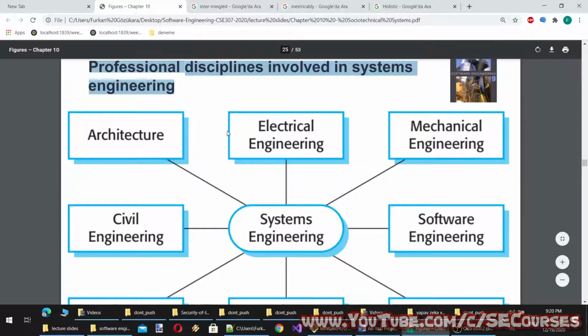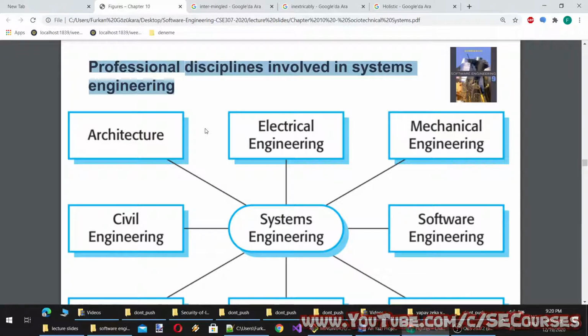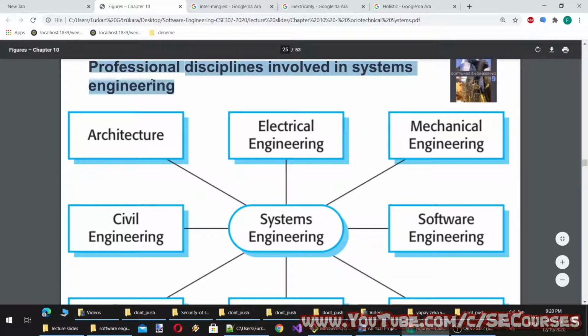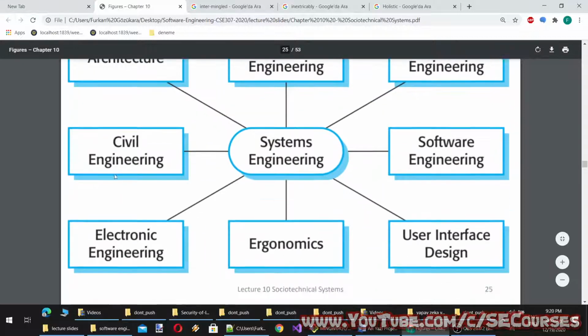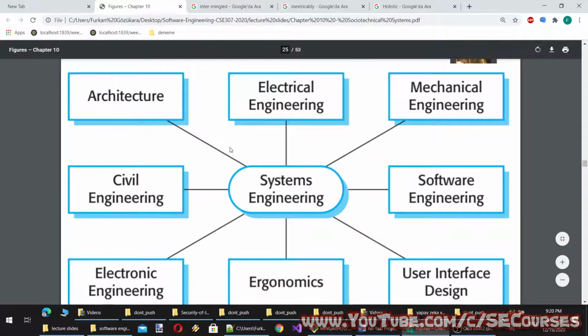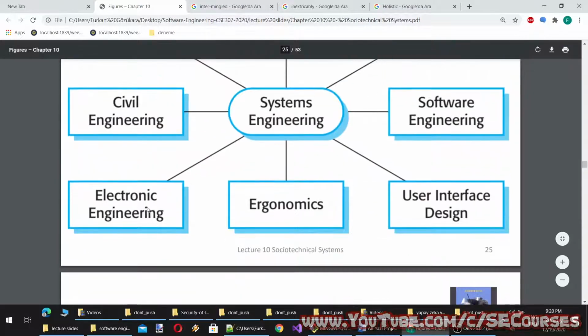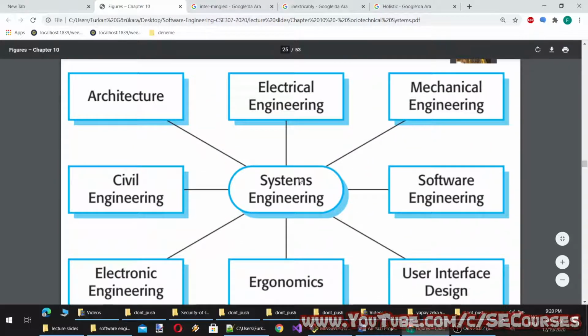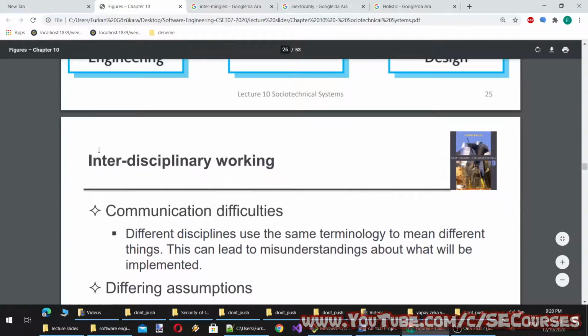Professional disciplines involved in systems engineering. Systems engineering is a higher level of software engineering, and these disciplines are involved: architecture, electrical engineering, mechanical engineering, civil engineering, electronic engineering, ergonomics, user interface design, and software engineering. When all of them get together, systems engineering appears, or let's say gets composed.